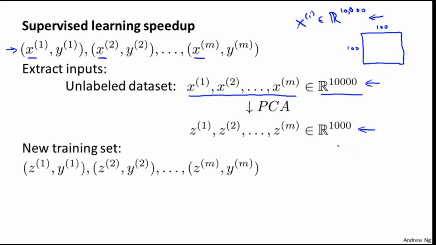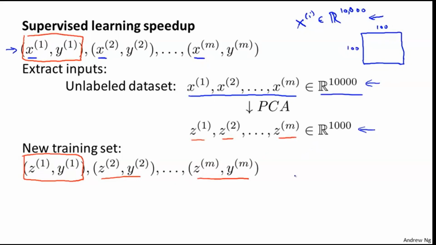So this gives me, if you will, a new training set. Whereas previously I might have had an example x1, y1, my first training input is now represented by z1, and so I'm going to have a new training example, which is z1 paired with y1, and similarly z2, y2, and so on up to zm, ym, because my training examples are now represented with this much lower dimensional representation, z1, z2, up to zm.